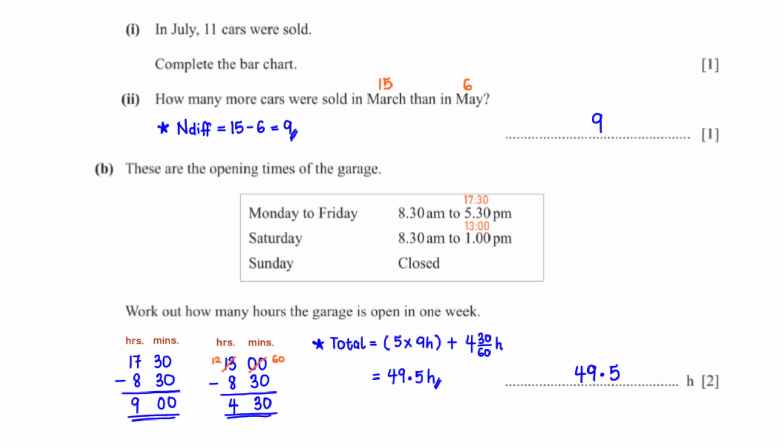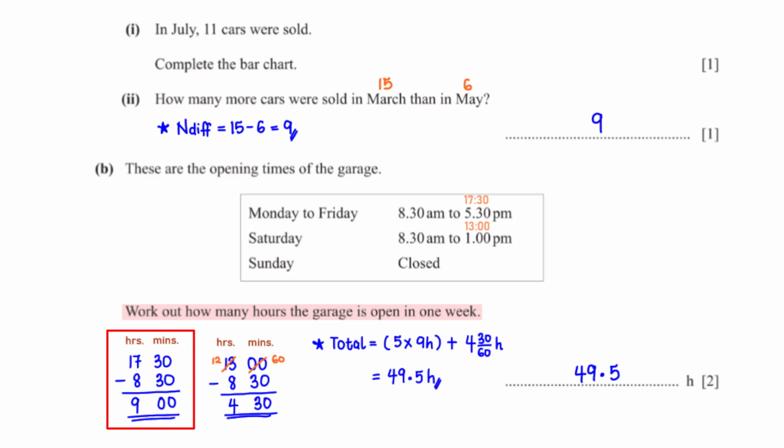These are the opening times of the garage. Work out how many hours the garage is open in 1 week. First, let's find the time duration the garage is open on the weekdays. 5:30 p.m. is 17:30 on the 24-hour clock. So we have 17:30 minus 8:30.